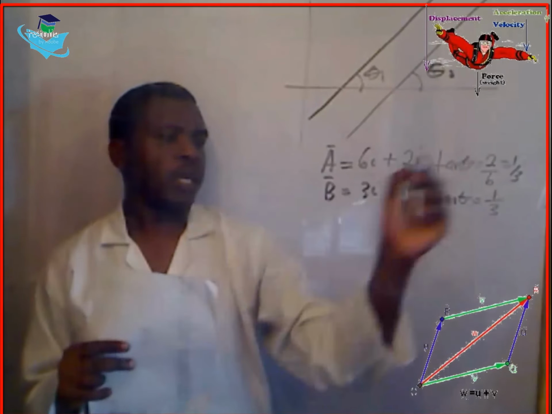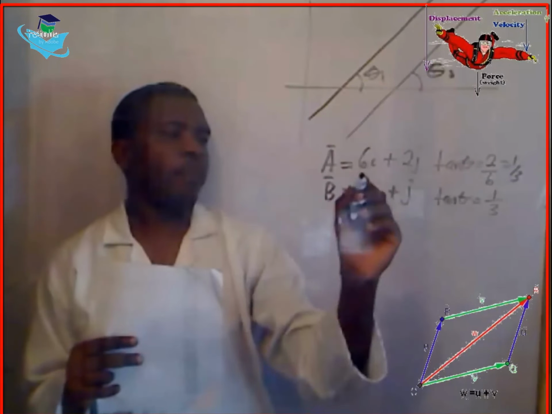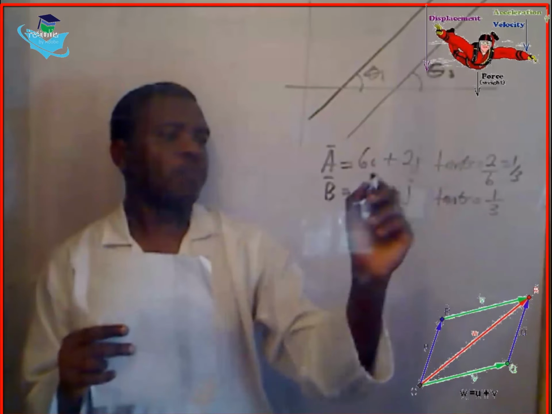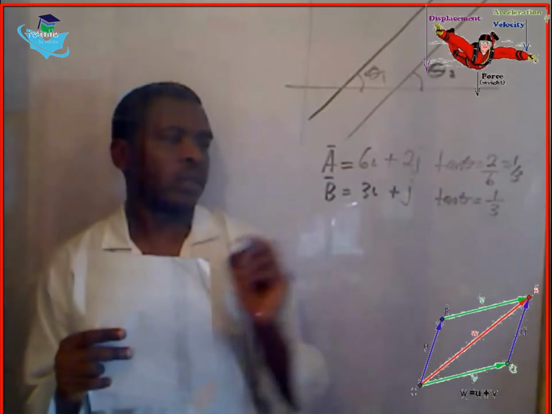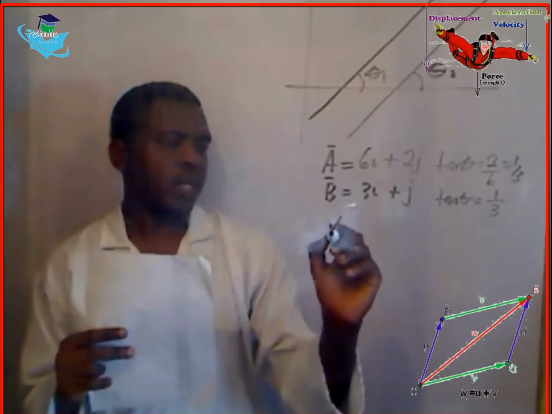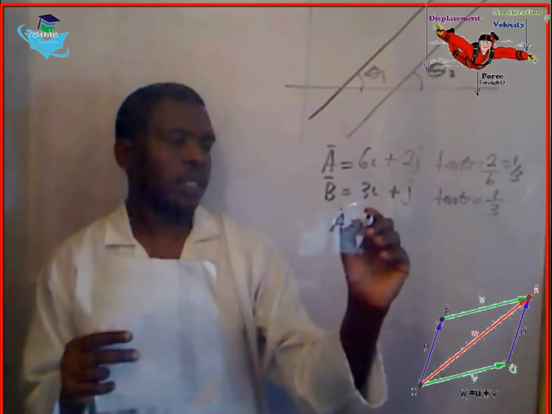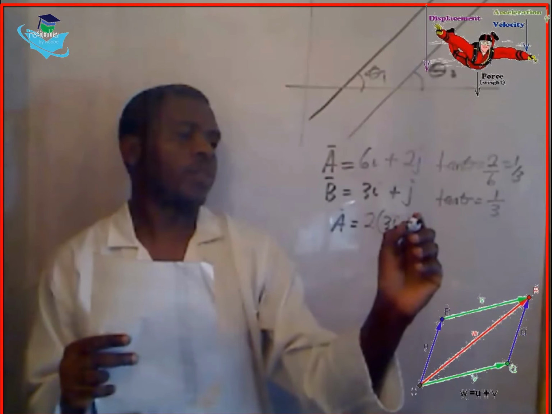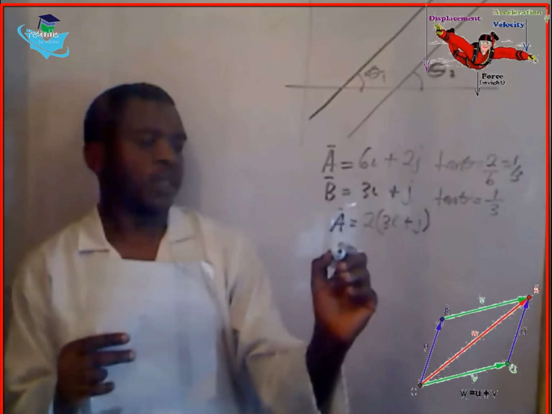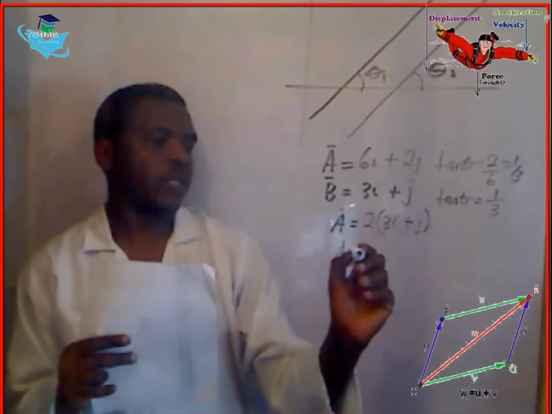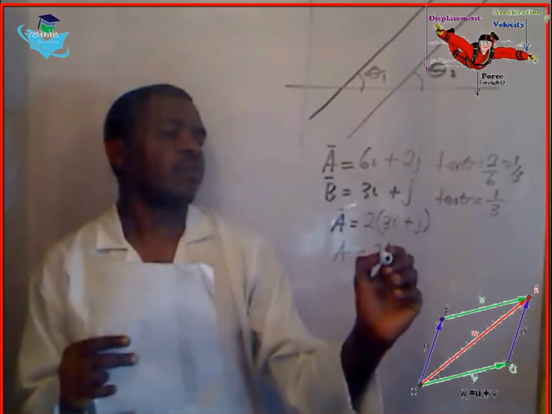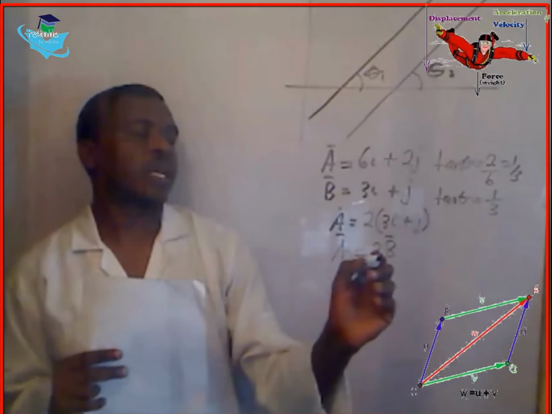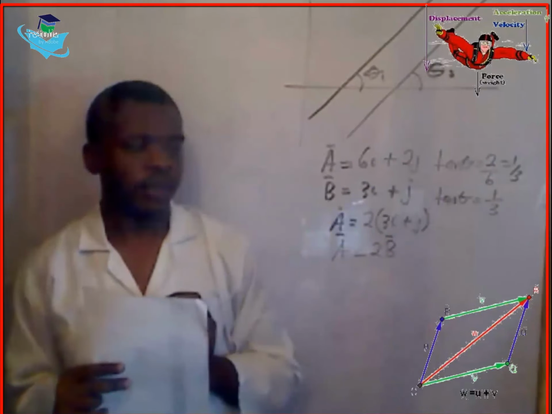So from here we can see that two vectors are parallel if one vector is a scalar multiple of the other. If we factorize A, we see that it is 2 times (3i plus j). This therefore tells us that A is equal to 2 times B. So the vector A is a scalar multiple of the vector B.